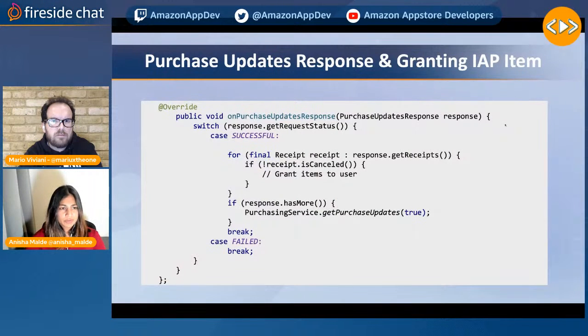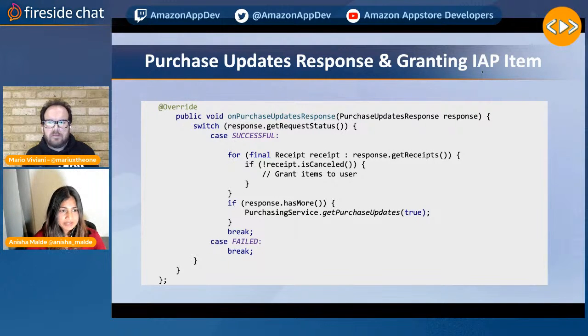So once we have the purchase initialized and the callback is triggered, onPurchaseUpdatesResponse will be triggered. So this is triggered, and we can check the status of whether or not the request was successful. So if the request status is successful, we can process each receipt. So you can use the get receipt status method to retrieve all the details about the receipts.